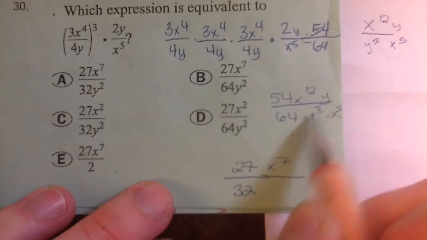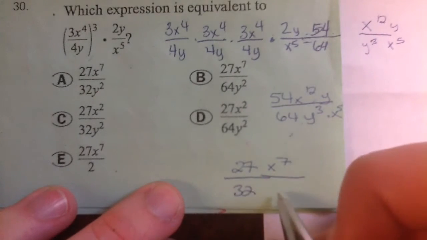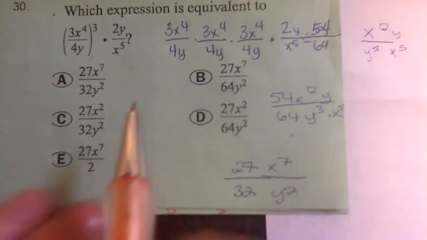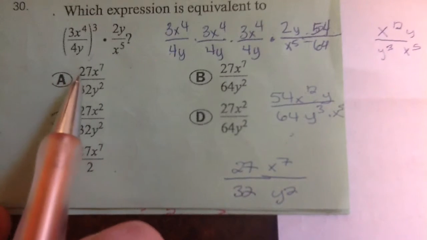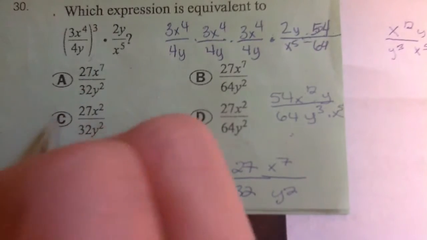Then, it looks like I have 1 on the top, and I definitely have some on the bottom, so I'd get to cross off 1 on the top and 1 on the bottom. So I would end up with y squared underneath. So my final answer, it looks like, would be A, 27x to the 7th over 32y squared.